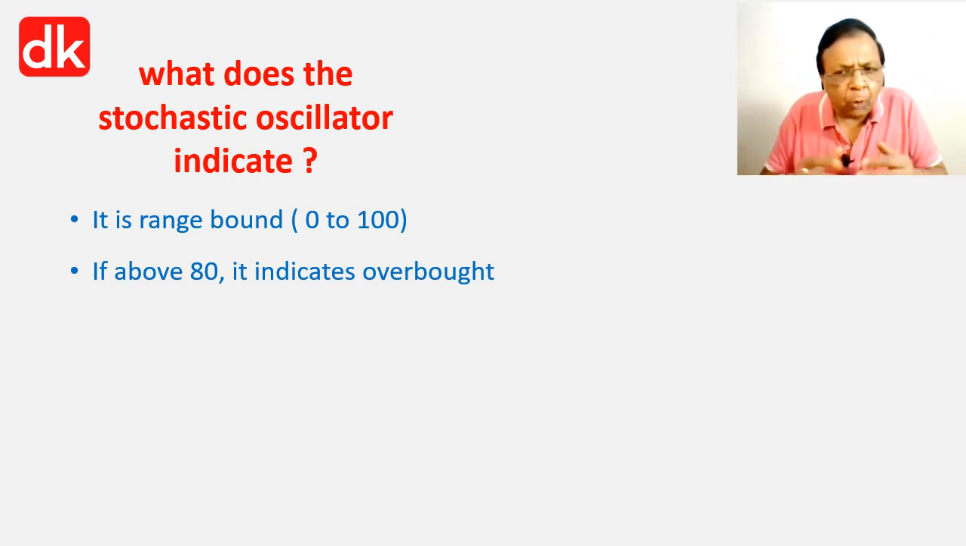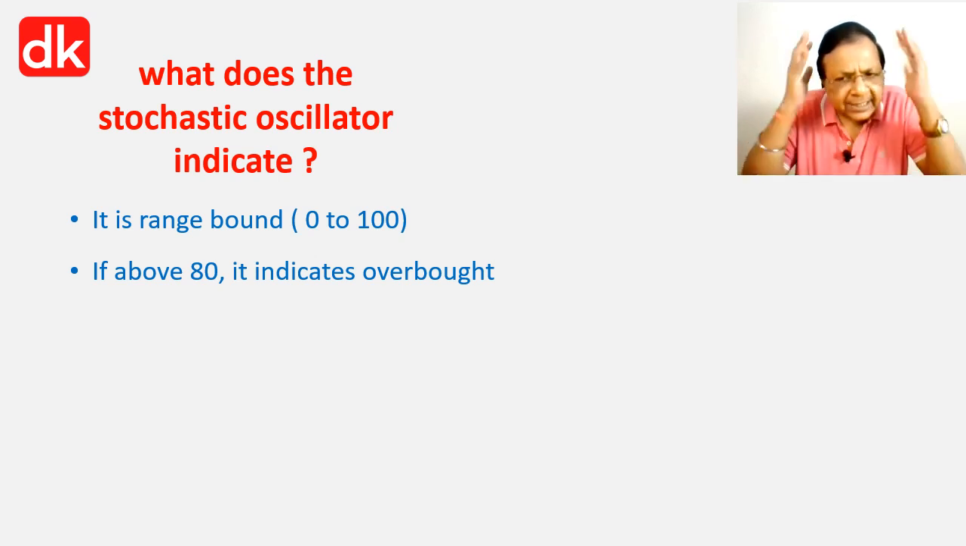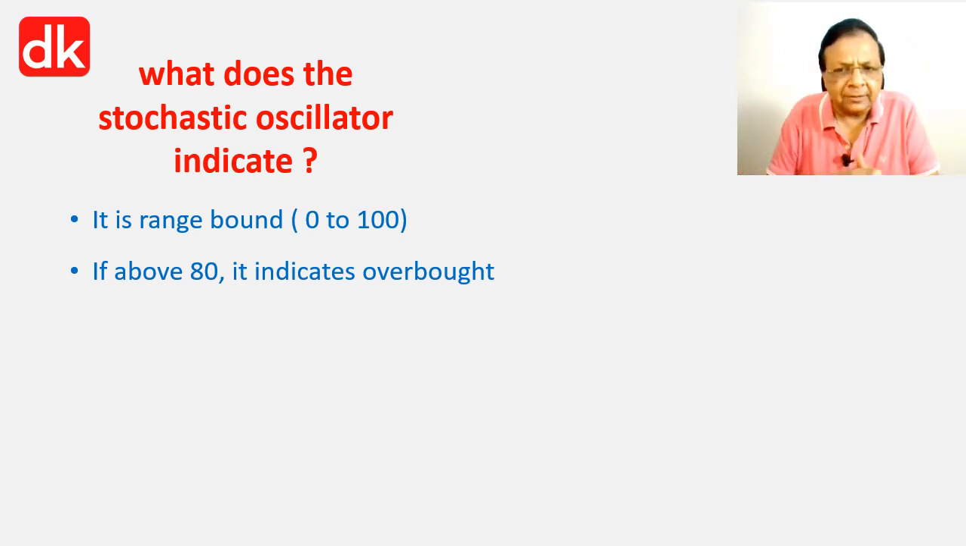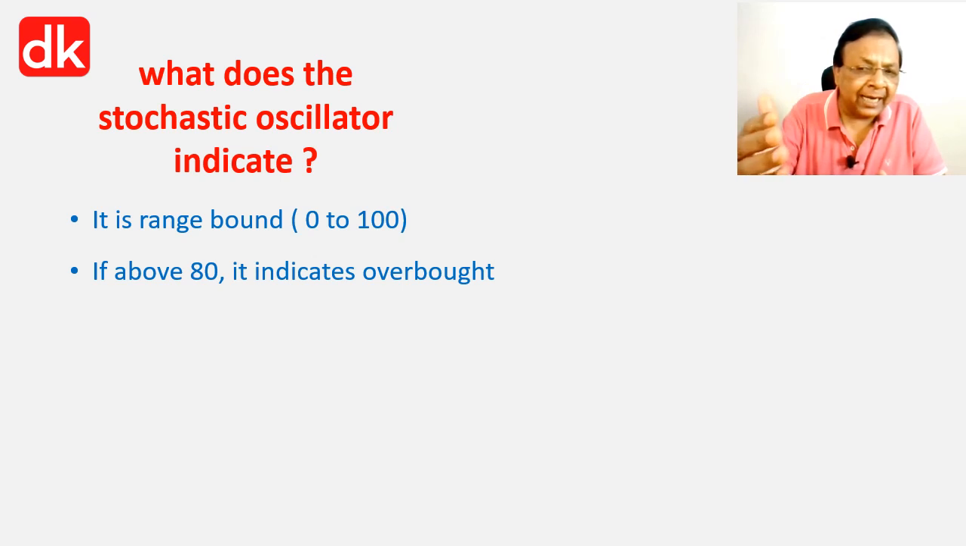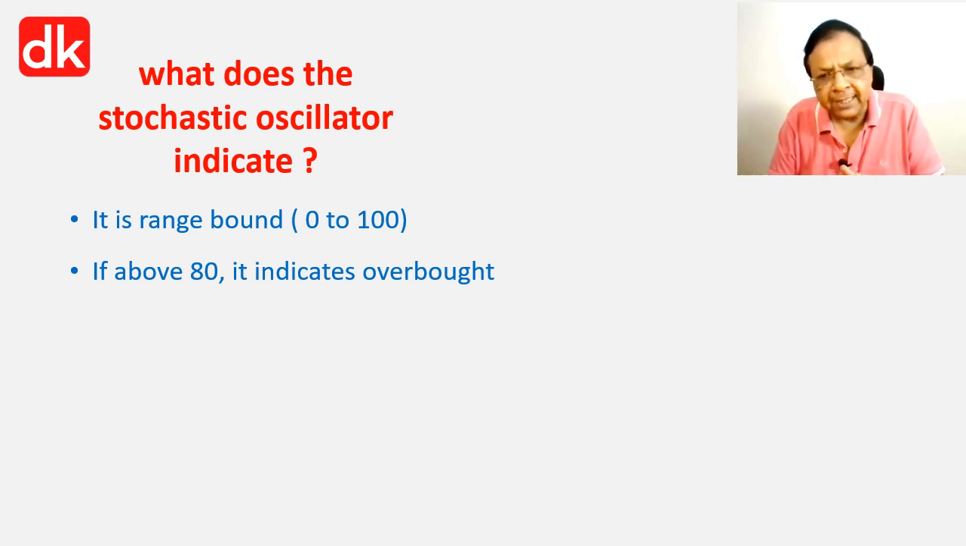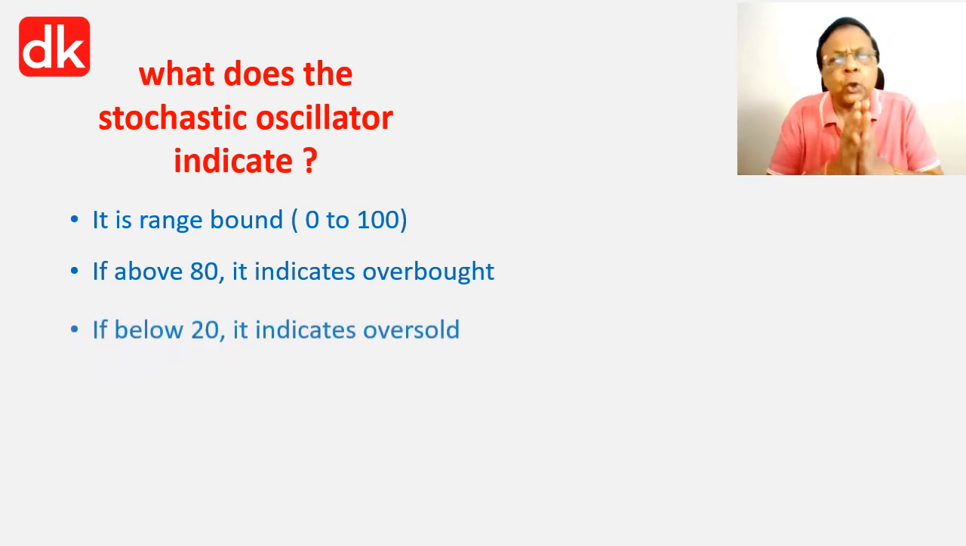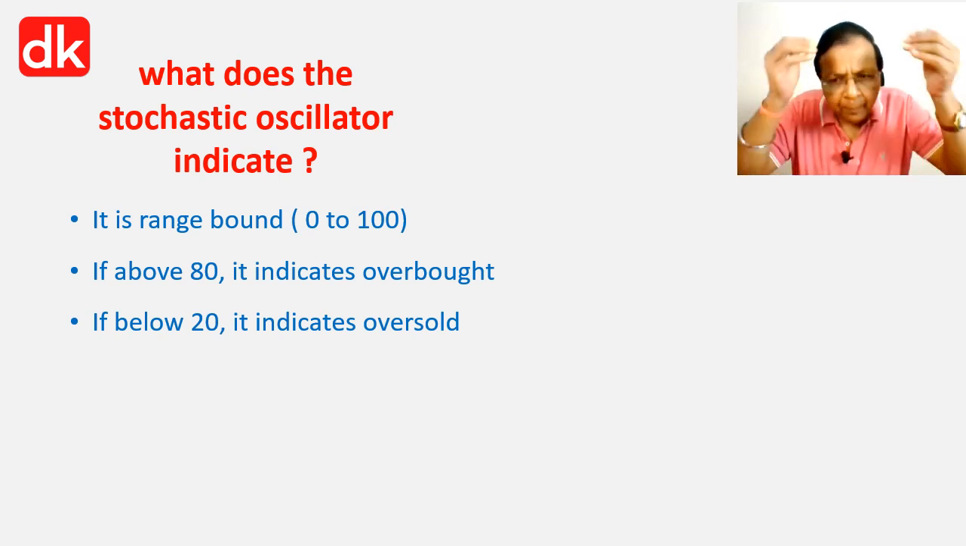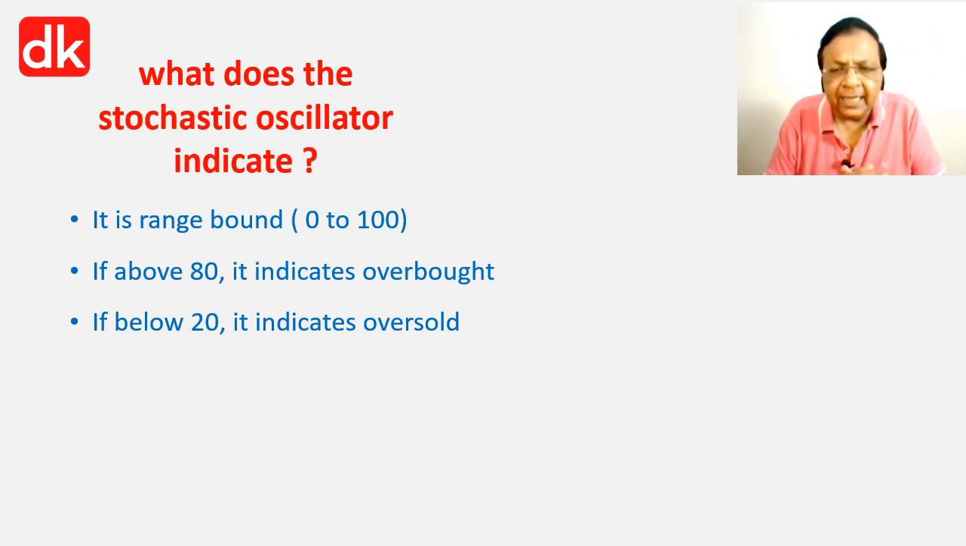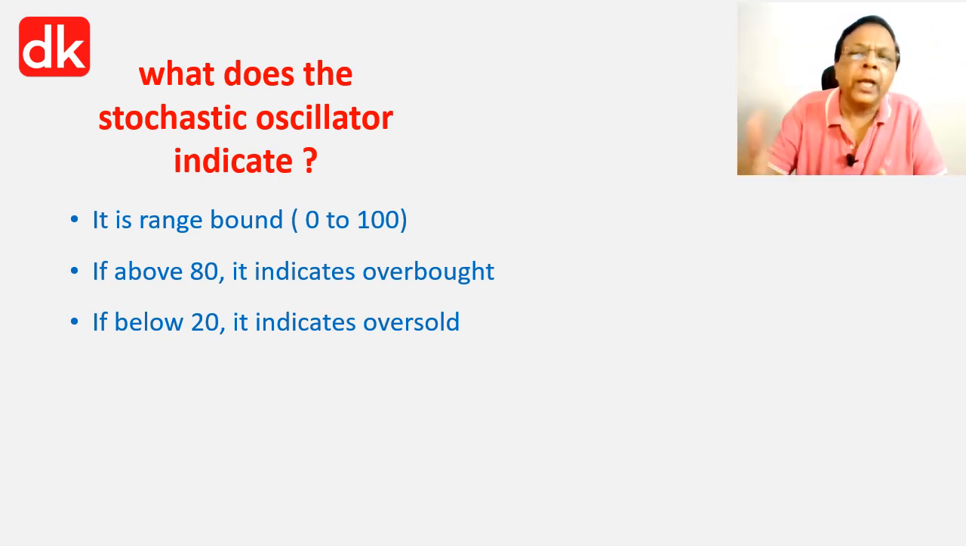However, the moment you become an experienced technical analyst, by seeing the very price action, you can understand whether the price is overbought or oversold or overextended or not overextended. And if the stochastic is below 20, it indicates oversold conditions.